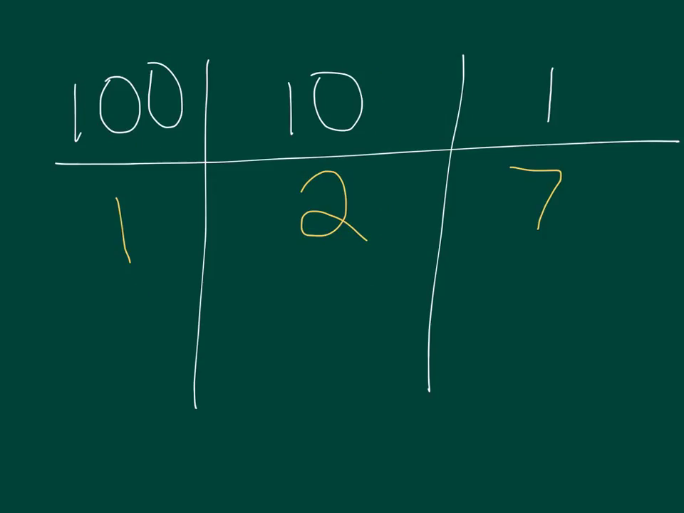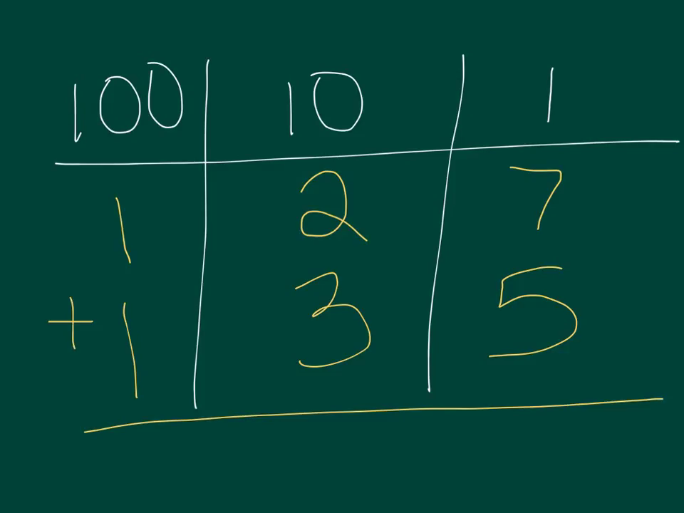And sometimes we find that when we're adding numbers together, we end up with double-digit numbers in a place column. Let me give you an example. Let's say we were taking our number 127 and adding it to 135. We'd write our numbers on top of each other, making sure we line up our place values so we don't get confused.